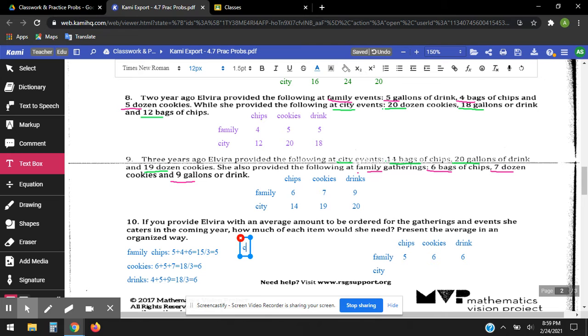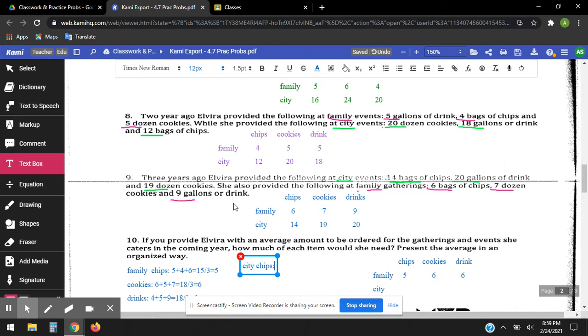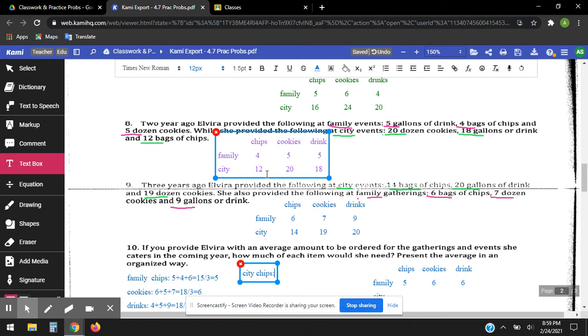All right, so city chips, we had 16 plus 12 plus 14. And that equals 42, divided by 3 equals 14.